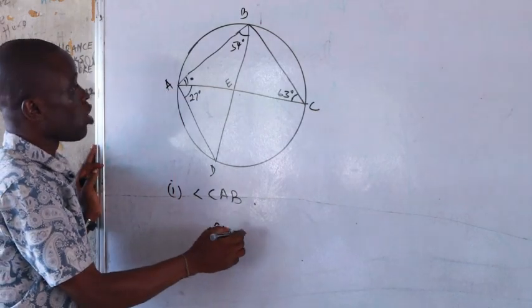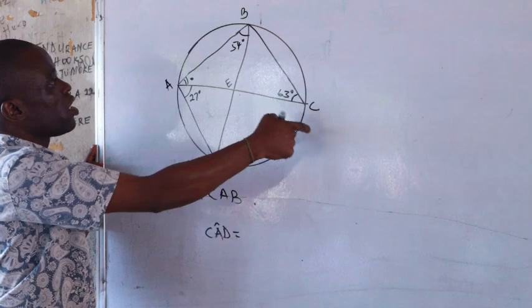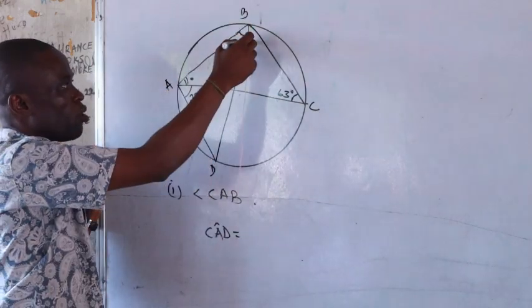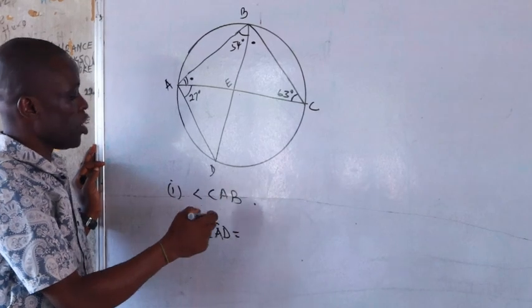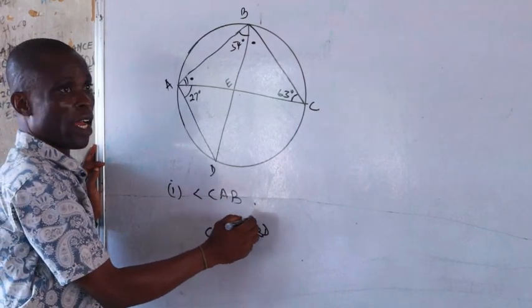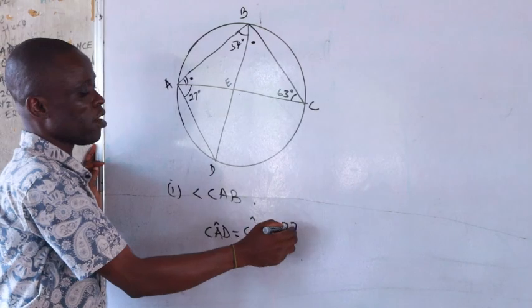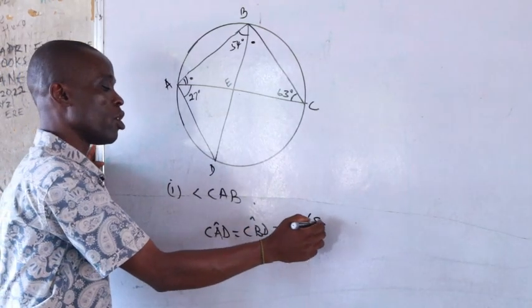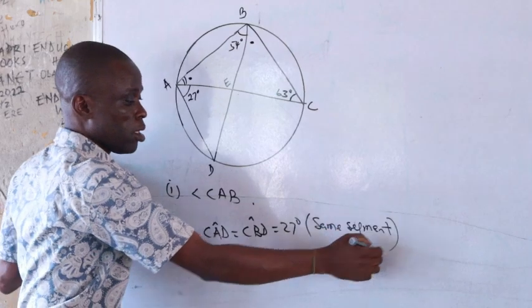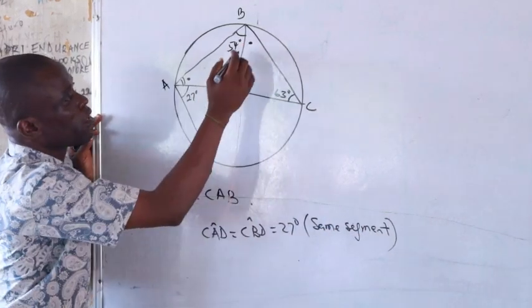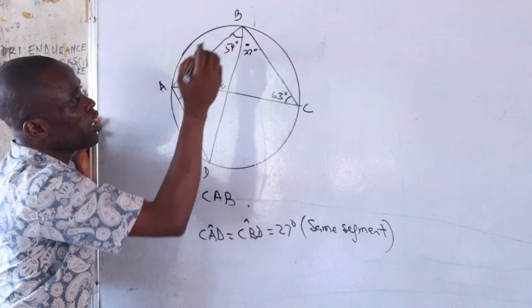CAD is equal to CBD. I'm referring to this angle. This angle is equal to this angle, equal to CBD. And that is equal to what? 27 degrees. And the reason is what? Same segment. Now when you have this 27, you can put 27 degrees here.